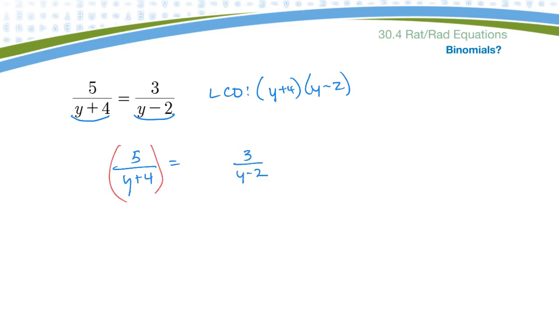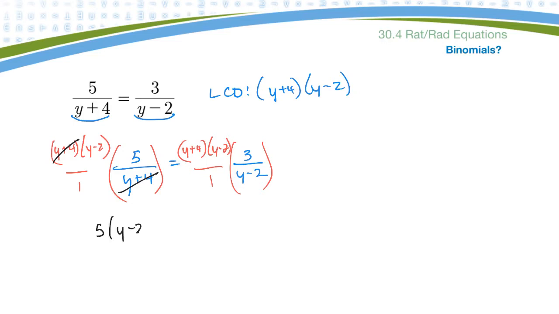And to each one of them, I'm going to multiply by y plus 4, y minus 2 over 1. And this one, same thing. Y plus 4, y minus 2 over 1. So in the one on the left side, you'll see that the y plus 4's cancel. So I'm left with 5 times y minus 2. Notice I put the constant term in the front, and then the binomial after that, is equal to, the y minus 2's cancel here, and I'll be left with 3 times y plus 4.